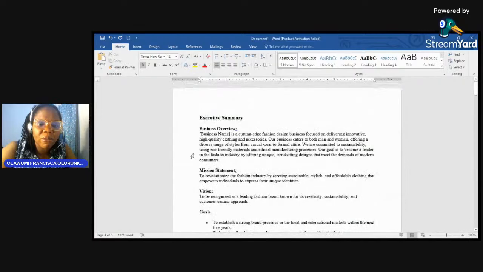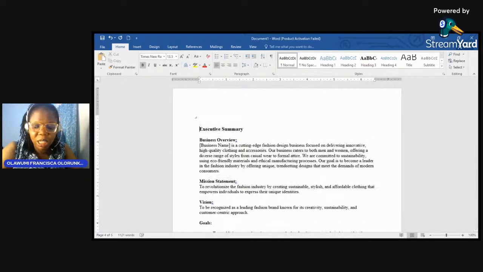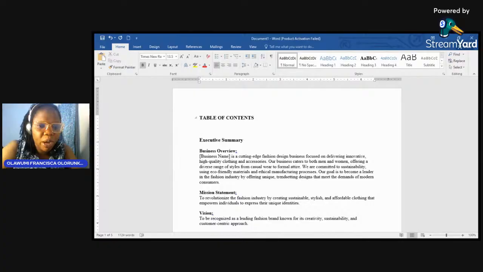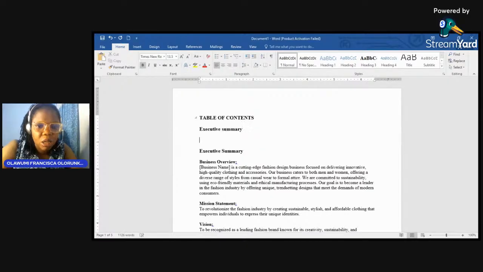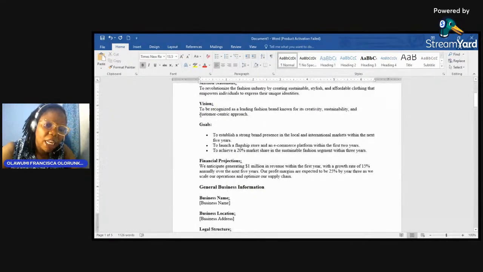Then you come back to the first page. Remember, a business plan should have a table of content. So you're going to write your executive summary. Under that table of content, you have your executive summary. You have the mission and vision statement like that. So you list out all those topics, all those bold ones, and then you include them here.